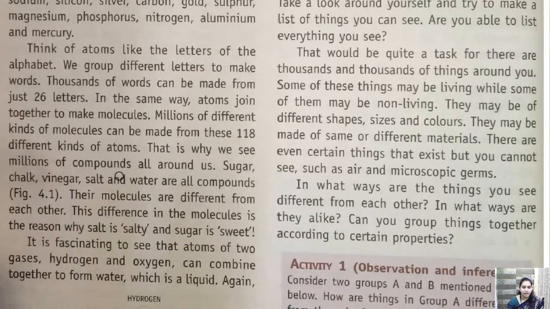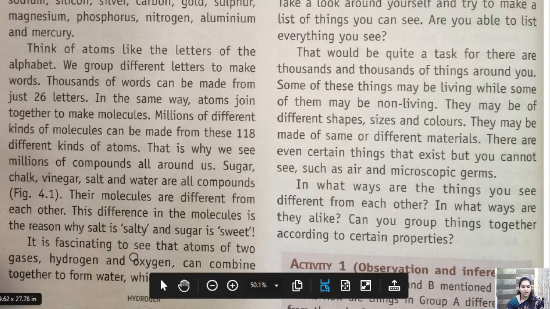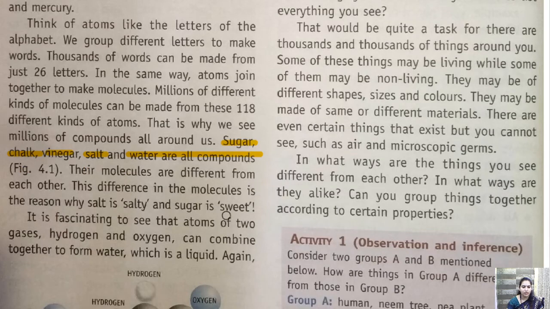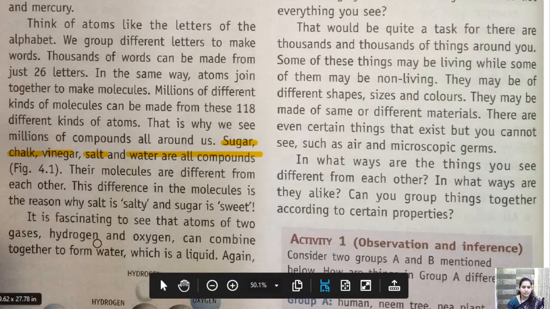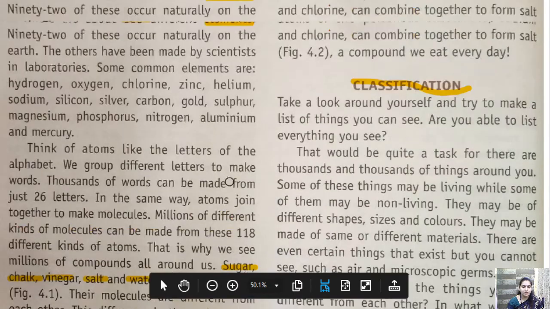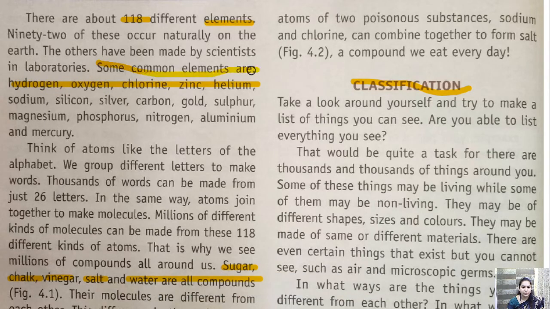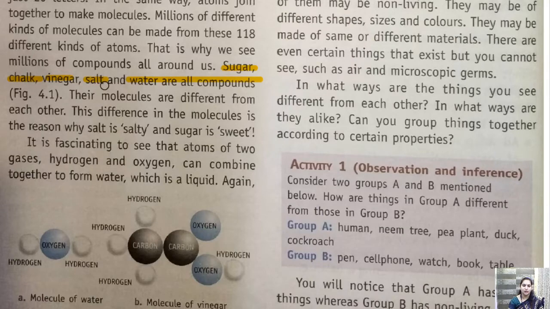Children, here there are also some examples of compounds and elements given. You should underline them. Examples of compounds are sugar, chalk, vinegar, salt and water. Some common examples of elements are hydrogen, oxygen, chlorine, zinc, helium, sodium, silicon and silver. This is important. Underline this line. These are the examples of elements, and here we have examples of compounds.